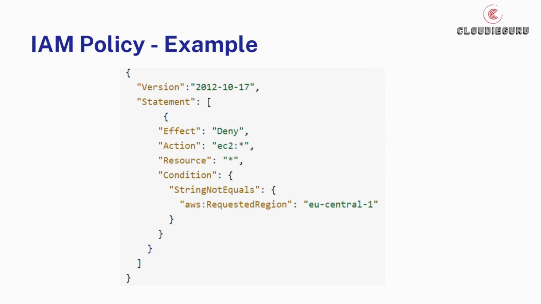Now let's see an example of a policy. The policy that you are seeing on your screen denies users permission to use all the Amazon EC2 API actions unless the region is EU Central 1. It uses the condition key aws:RequestedRegion, which is supported by all Amazon EC2 API actions.